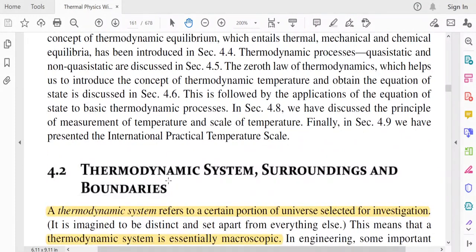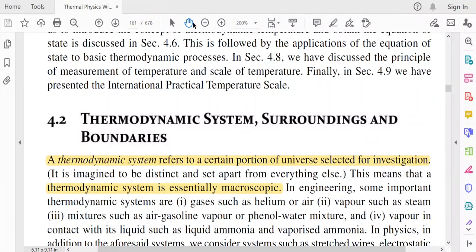So before the mathematical formulation, we have to learn some concepts about thermodynamic system, surroundings, and boundaries. So what is a thermodynamic system? A thermodynamic system refers to a certain portion of the universe selected for investigation.